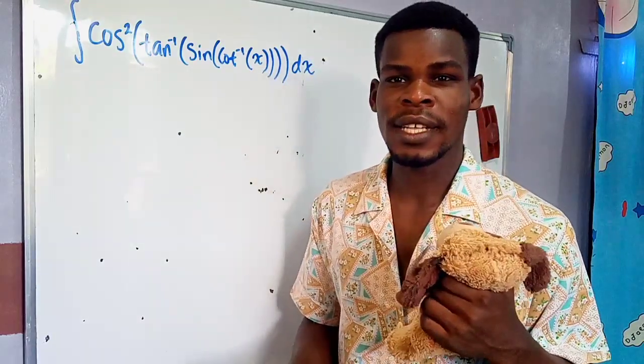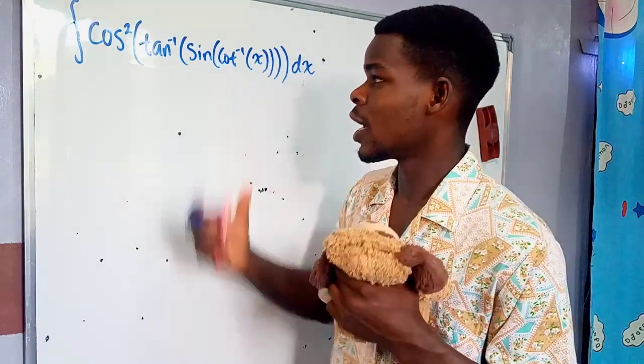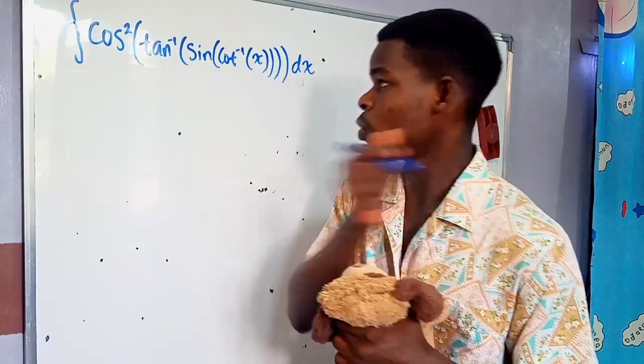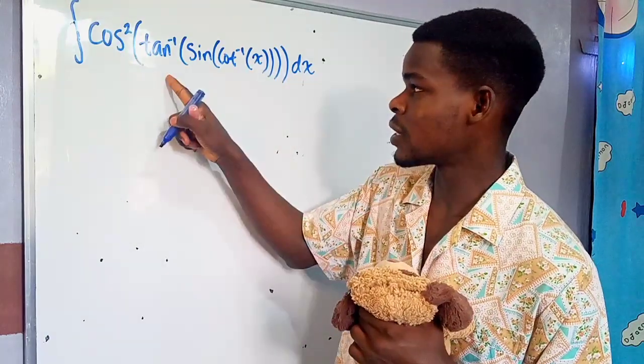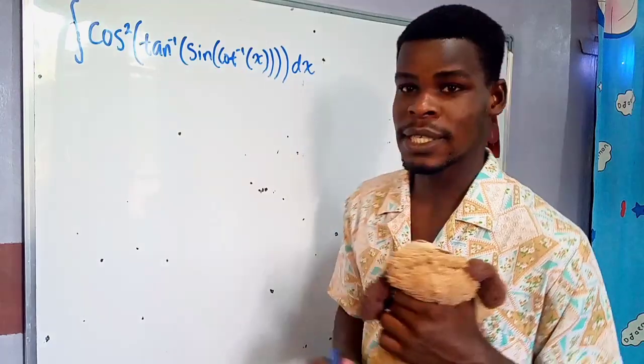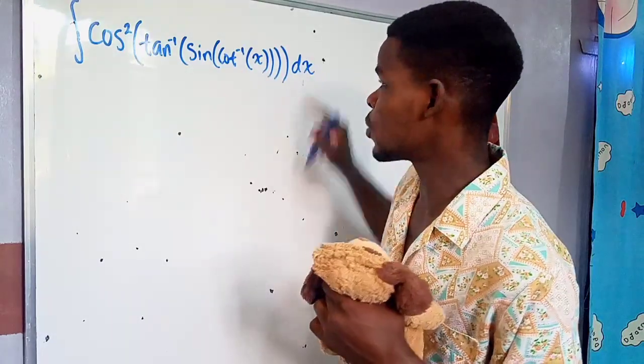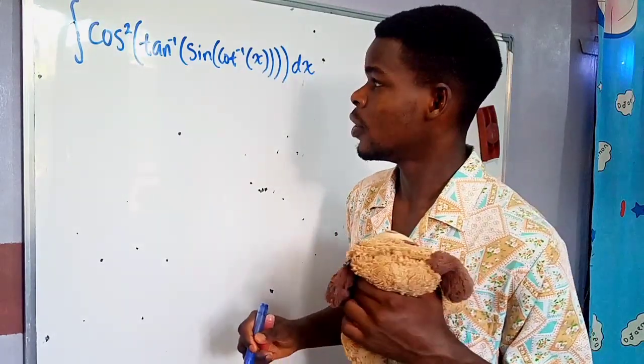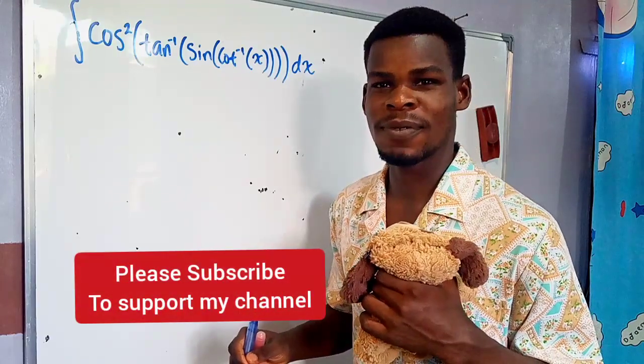In this video, we want to find the antiderivative of this scary looking function right here. So we have the square of cosine of the inverse tangent of sine of the cotangent inverse of x, and we have to do that over the x variable. Anyway, maybe you should pause this video and try this first.